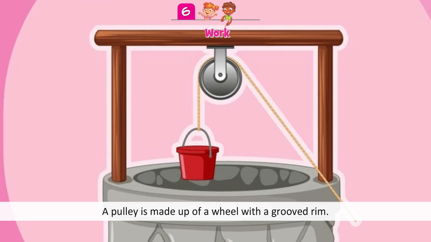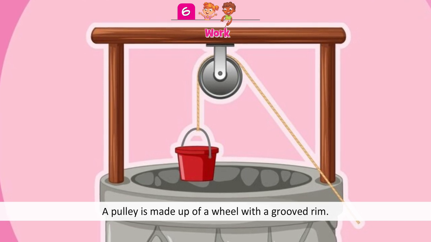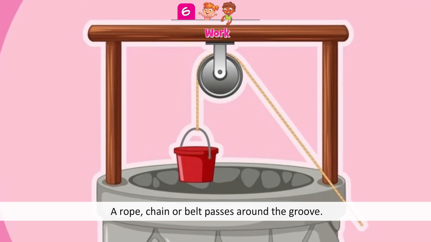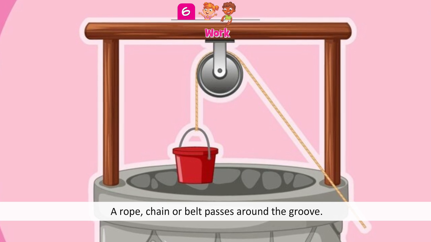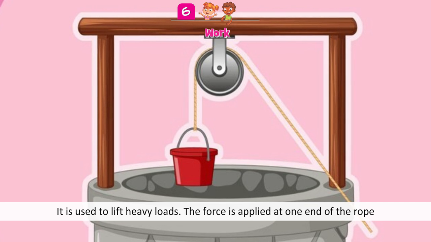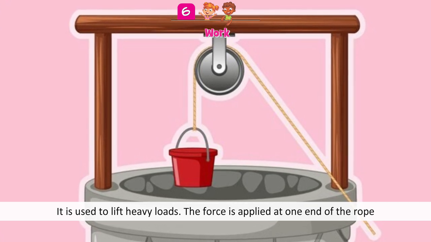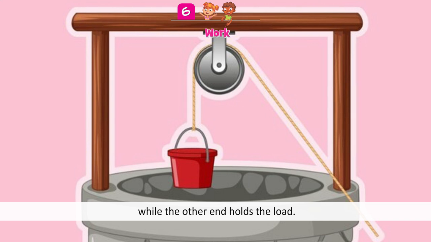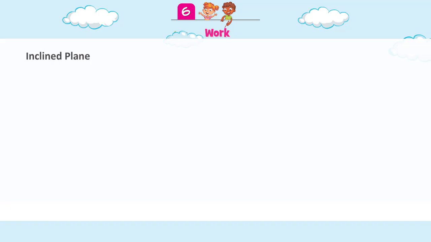Pulley. A pulley is made up of a wheel with a grooved rim. A rope, chain, or belt passes around the groove. It is used to lift heavy loads. The force is applied at one end of the rope while the other end holds the load.